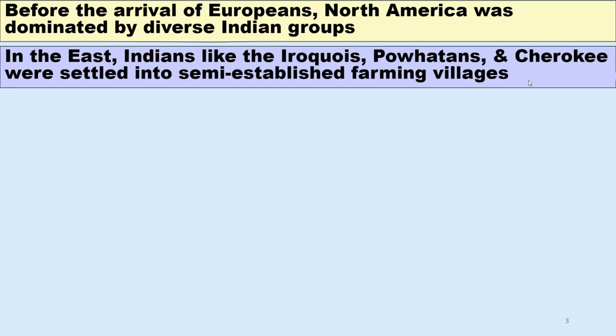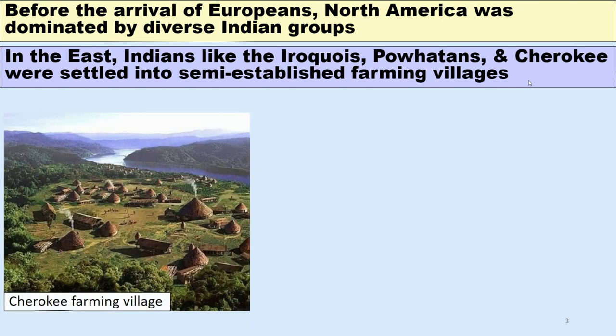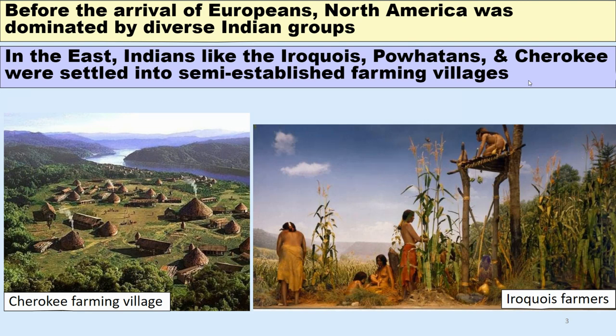In the East, you mostly had the Cherokee and the Iroquois and the Powhatan. They were a farming group of people. They had settled in villages. Many lived in long houses made of logs. Okay, we're not talking about Indians that lived in teepees yet. Those are the Plains Indians we'll discuss in a minute. Okay, so here's what villages look like. They grew what was referred to as maize or corn.